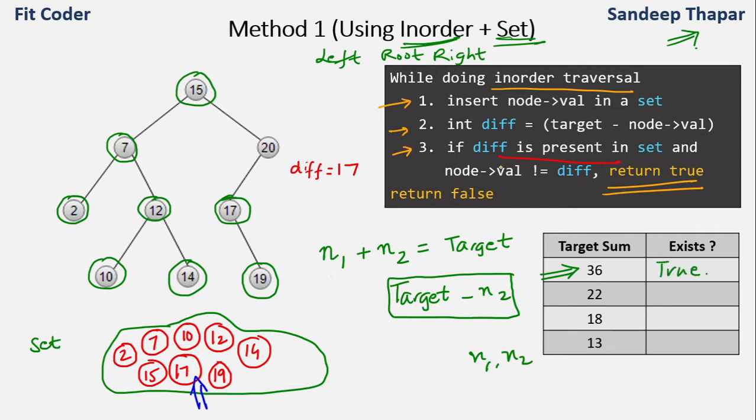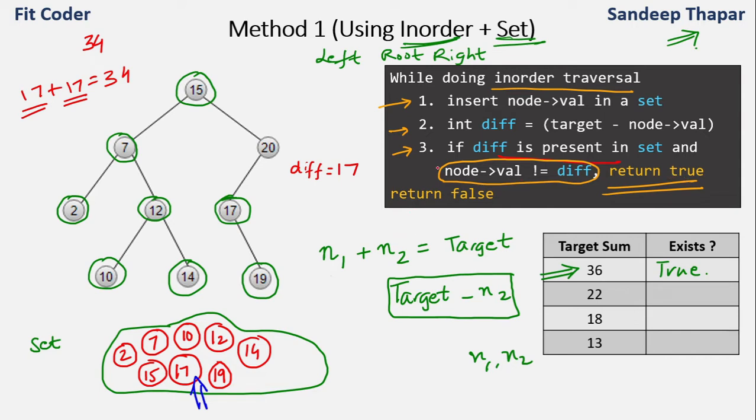Here we have an extra check that node value is not equal to difference. This check is because, let's say we have to find 34. So 34 is not present in the tree, but 17 plus 17 is 34. So to avoid an element being counted twice, we check here that node value is not equal to the difference. So the difference should be present in the set and the node value should not be equal to the difference. Then we return true.